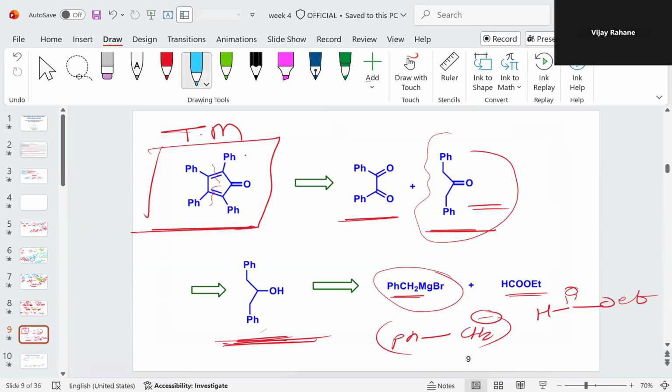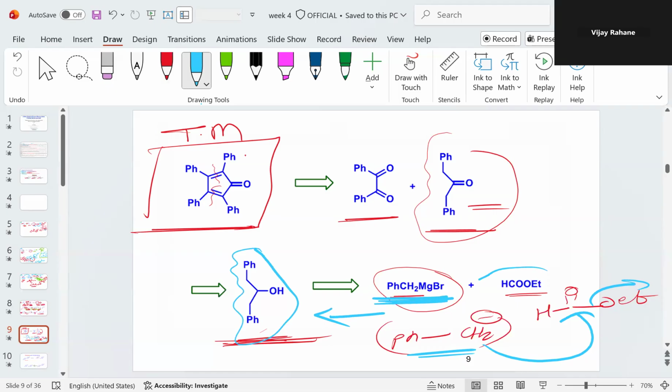So if you look at the linear synthesis, two equivalents of this PhCH2 negative can attack this position twice. In the first step it will give the ketone, and on the second attack it gives the alcohol. So this is the alcohol we get upon two times Grignard addition of PhCH2MgBr, the Grignard reagent, on this ester. And now, this alcohol, we know how to oxidize it. Just a simple oxidation, you can use any oxidizing reagent, and it will give simply this ketone.